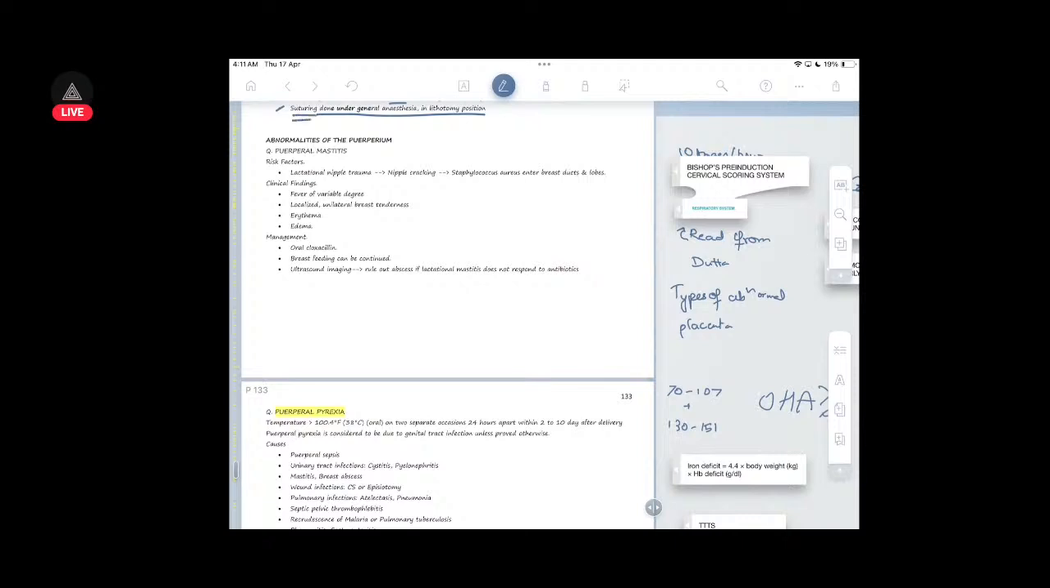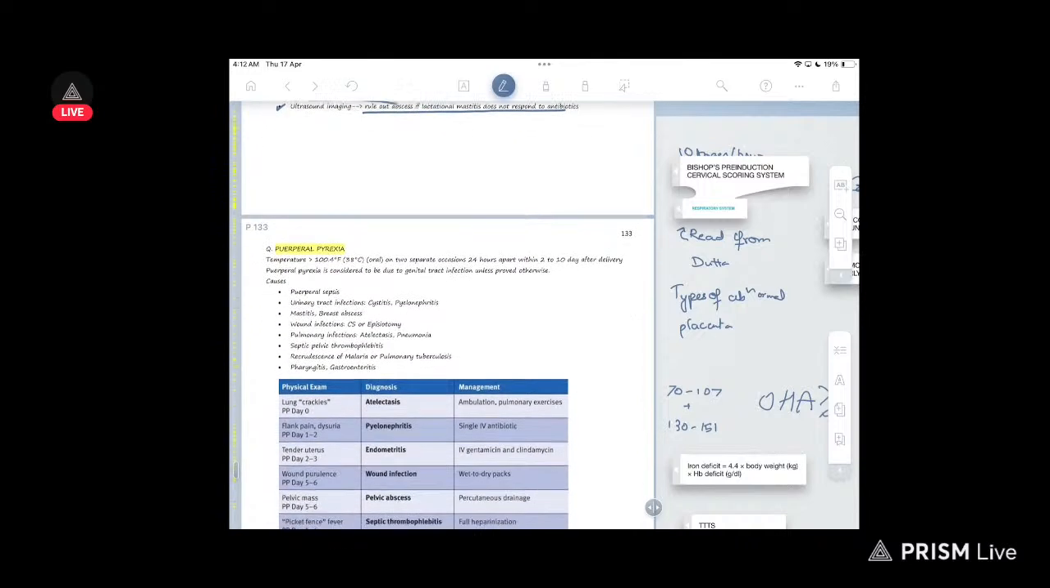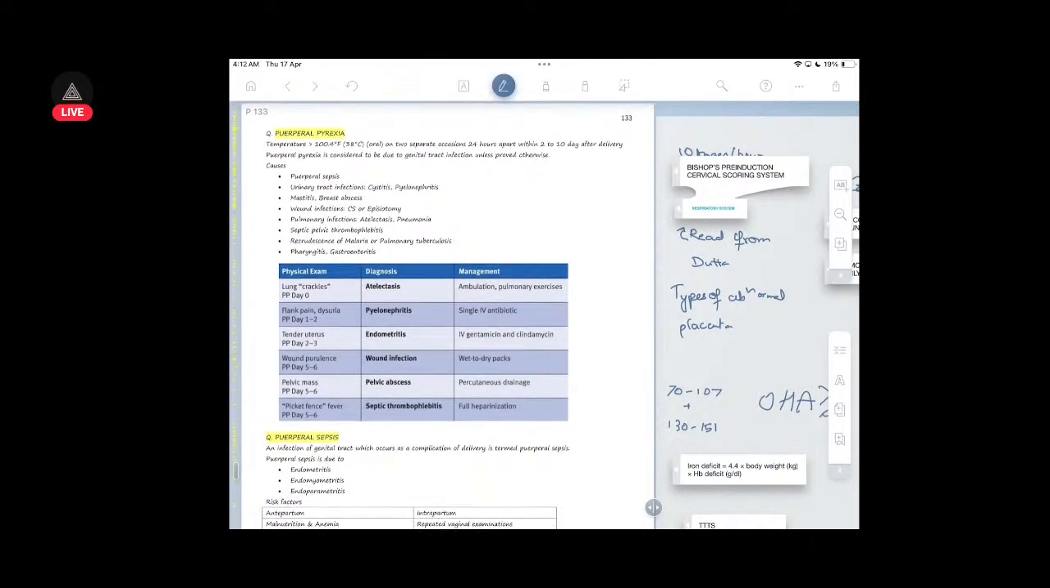Abnormalities of puerperium: you have puerperal mastitis, lactational nipple trauma, nipple cracking. Staphylococcus enters the breast ducts and lobules. Clinical findings: fever of variable degree, localized unilateral breast tenderness, erythema, and edema. Management is oral cloxacillin. Breastfeeding can be continued, and ultrasound imaging to rule out abscess if unilateral mastitis does not respond to antibiotics. You have to rule out abscess, and give antibiotics also.